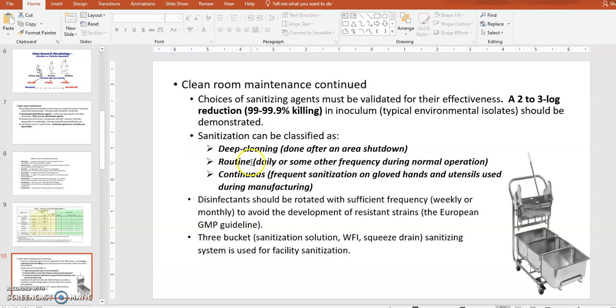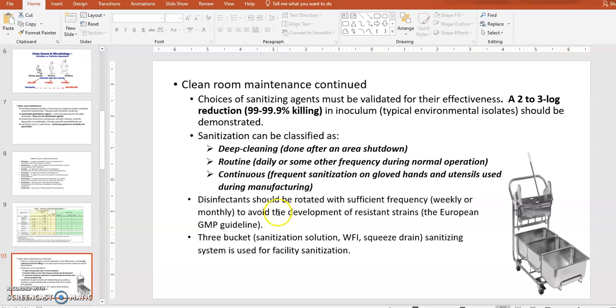That's routine cleaning. And then continuous cleaning is where every user who's working in the cleanroom space should clean, maybe spraying and sanitizing, and their gloved hands should be sprayed as well. Utensils and whatever instruments they use, they have to clean up whenever they do. So it's continuous cleaning. By implementing 3 different sanitization methods, your cleanroom space will be clean, your operation should be clean as well. And disinfectants should be rotated with sufficient frequency.